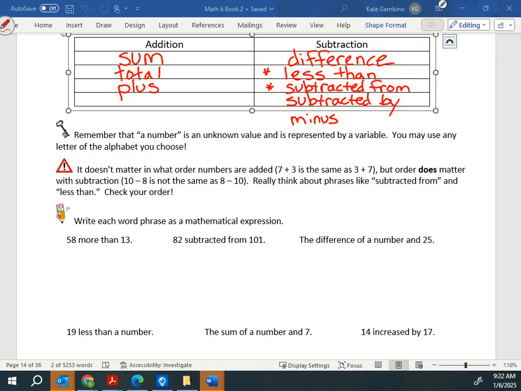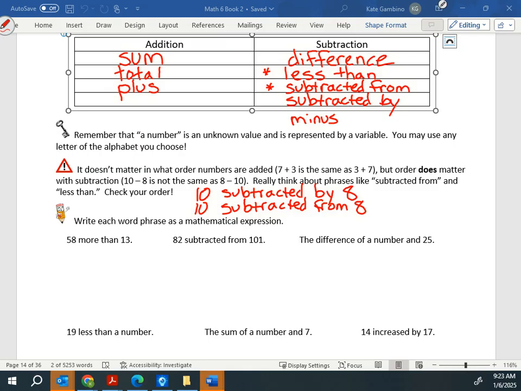So it definitely matters the order when we subtract. So I starred less than and subtracted from because we need to really think about those. So if we say 10 subtracted by 8, and then we have 10 subtracted from 8.